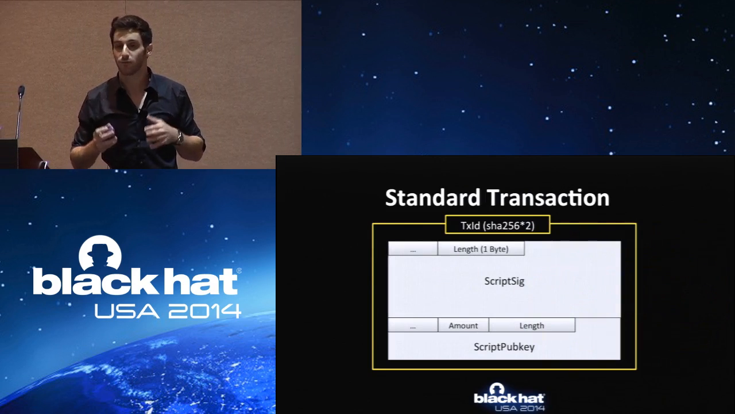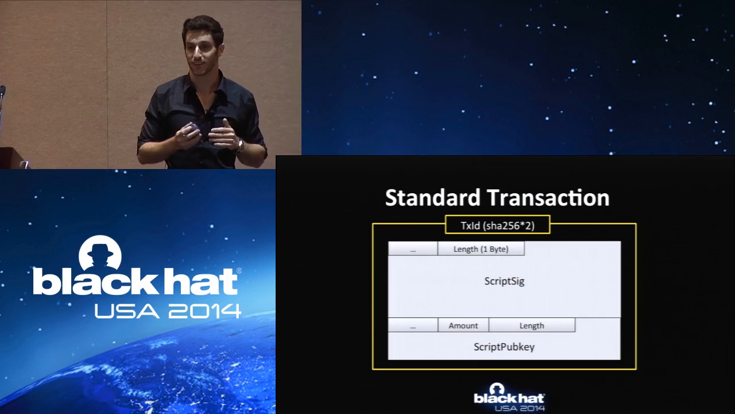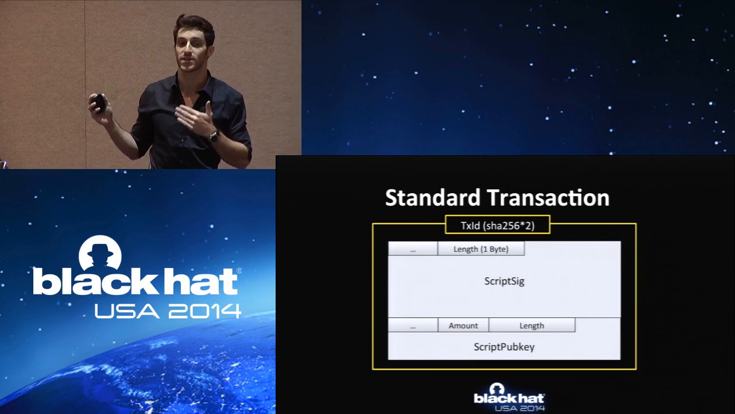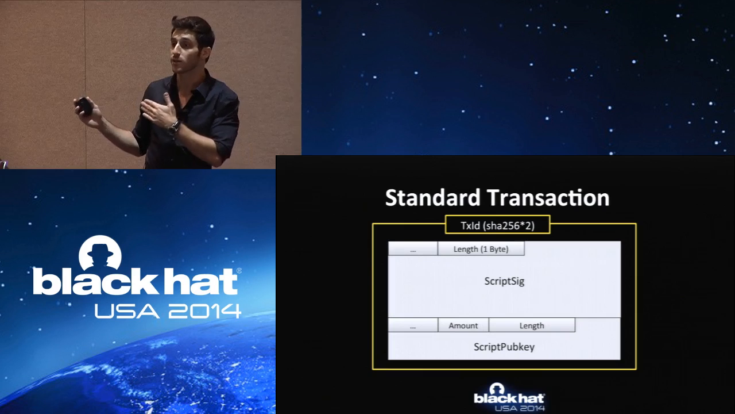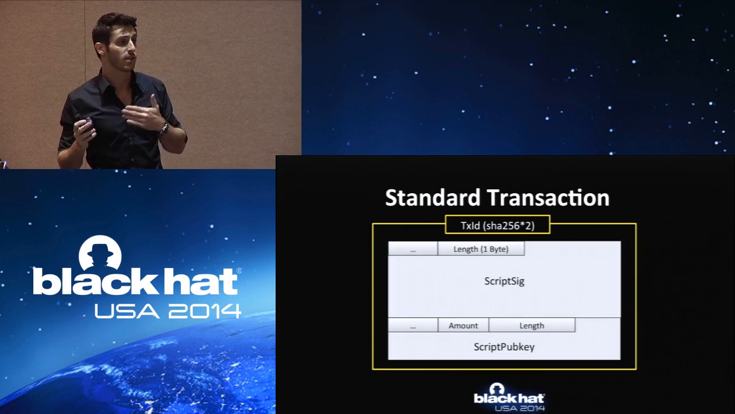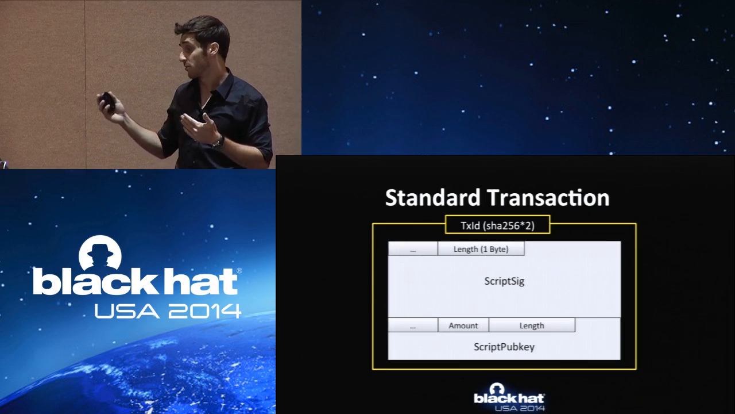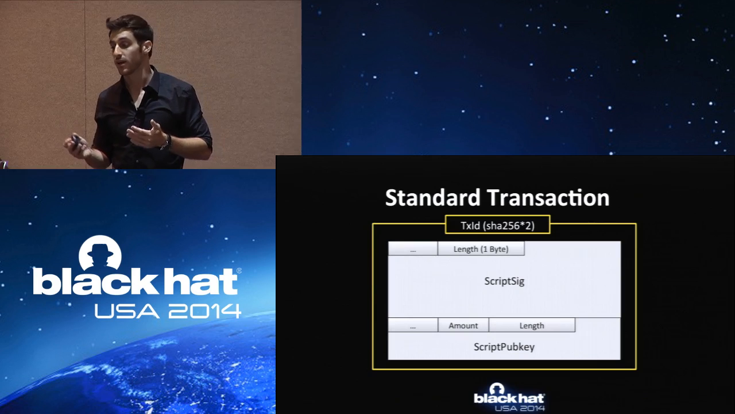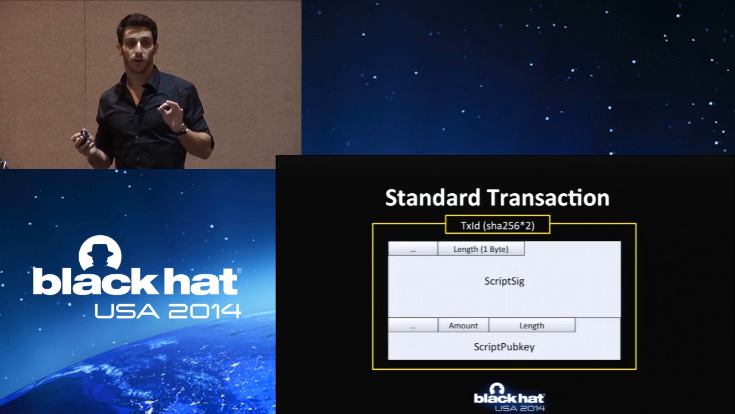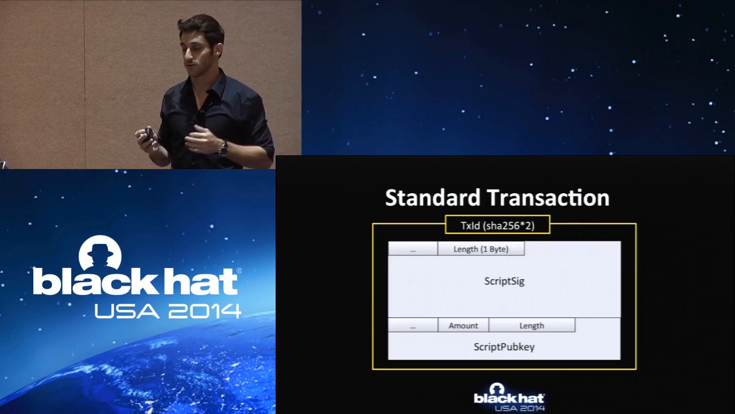So, well, enough with the examples and stuff like that. Let's look at a real transaction. This is a real transaction structure, actually, from the Bitcoin protocol. So look at the structure and what was done in the transaction malleability.